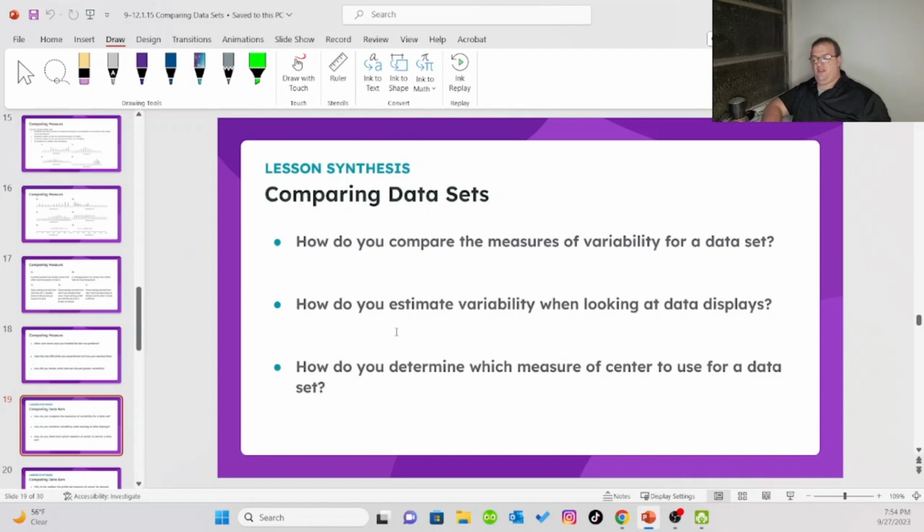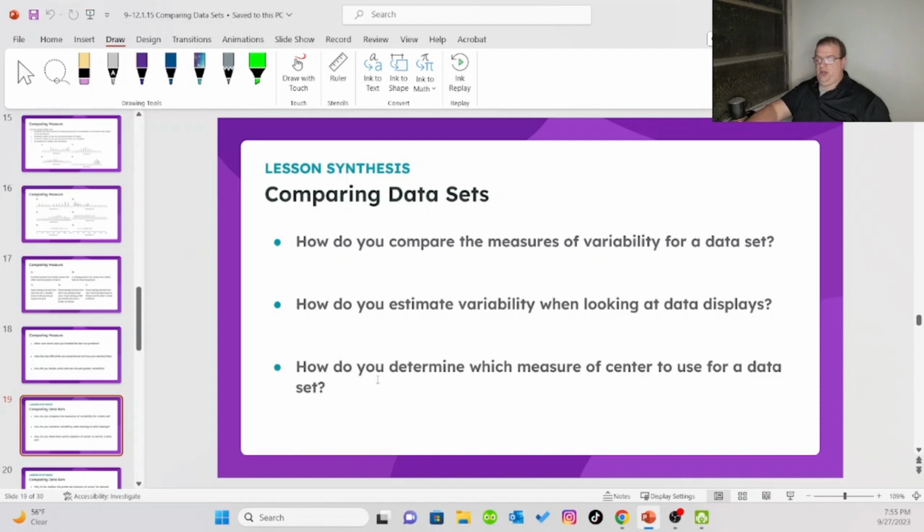How do you estimate variability when looking at data displays? You're looking to see which one has more dots or bars away from the center. So if they're close to the center, your high bars are in the center, that's low variability. If you've got bimodal, where they're spread out on the ends and very few in the middle, that's high variability.